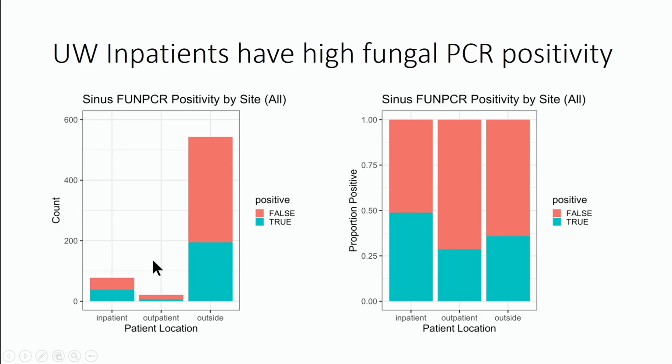So we divvied this up a little bit differently because we did have some outpatients listed. In the outpatients, you see the counts here on the left and the proportion positive more clearly on the right. So obviously the bulk of our patients are from outside clients. We have a small population from here. And then we have a few outpatients whose PCRs are not positive as frequently as in the inpatients.